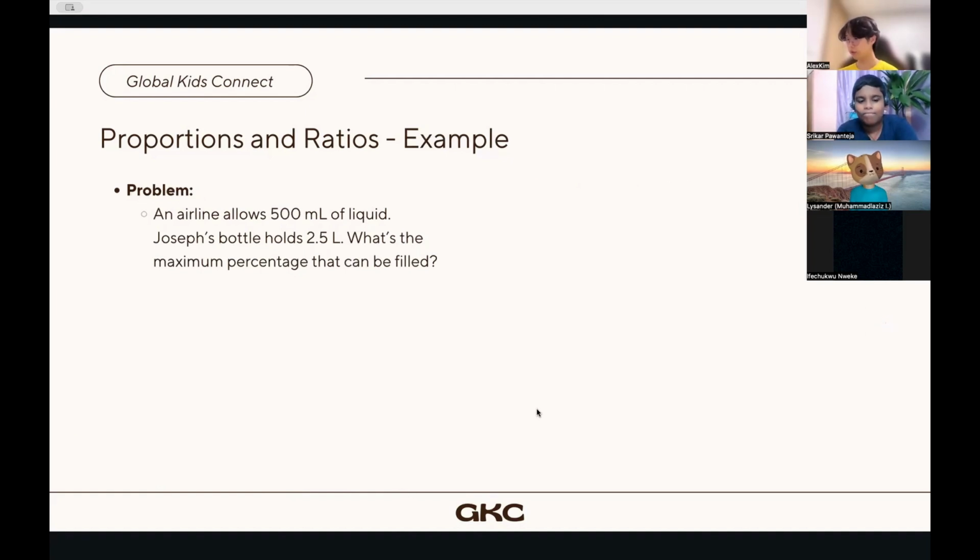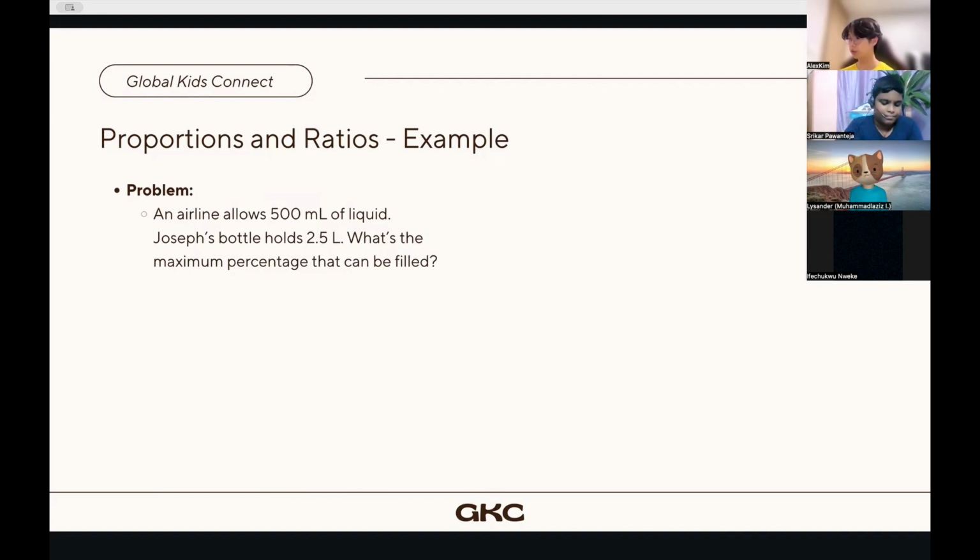The first question states an airline allows 500 milliliters of liquid. Joseph's bottle holds 2.5 liters. What's the maximum percentage that can be filled? So the question is asking, if Joseph's bottle can hold up to 2.5 liters, but the airline only allows 500 milliliters, then what percentage of Joseph's bottle can be filled? This is fairly simple if you understand the question well.